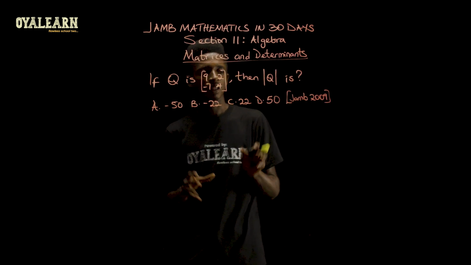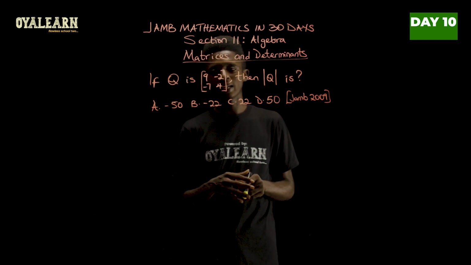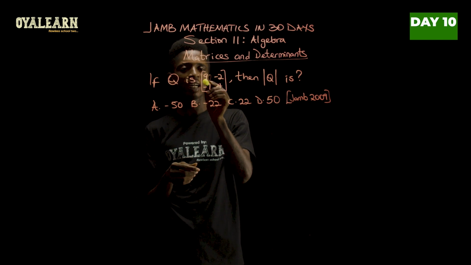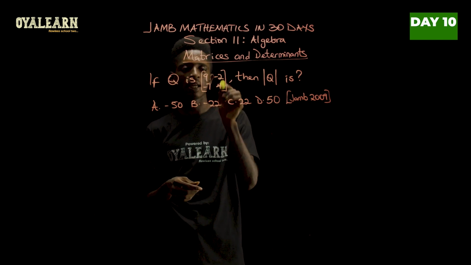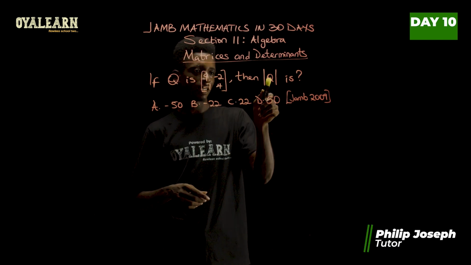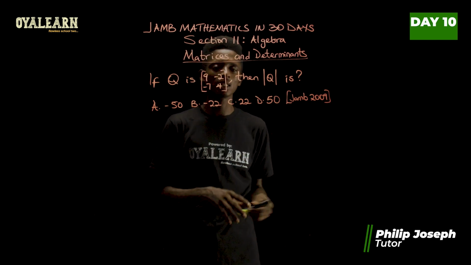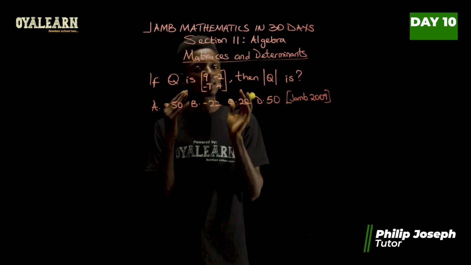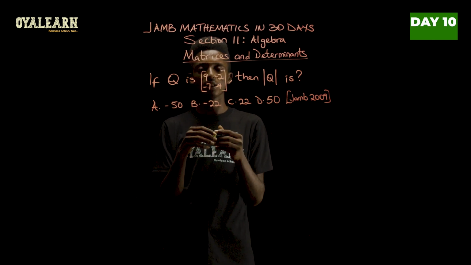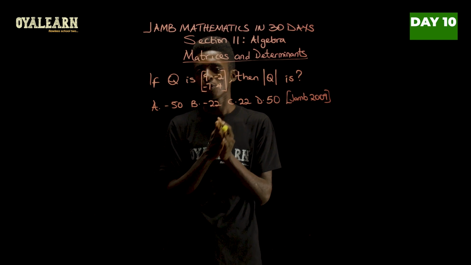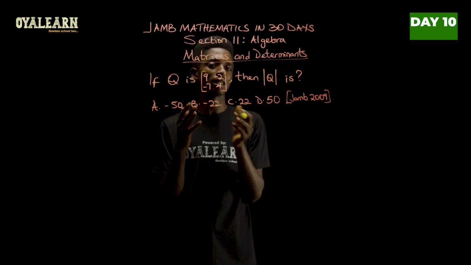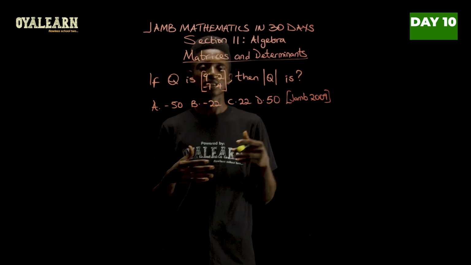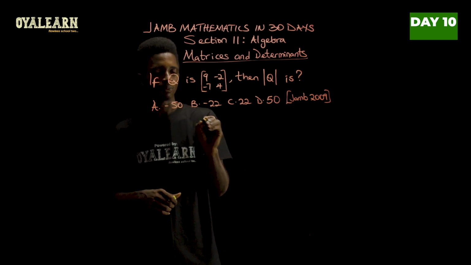Let's go. This question is from Jamb 2009 and it says if Q is this 2x2 matrix that we see here with 9, -2, 7 and 4, then the determinant of Q is, so we have to find the determinant of this 2x2 matrix. Please take note that to find the determinant of a matrix, it has to be a square matrix. And it's not only limited to 2x2 matrices, you can also find the determinant of a 3x3 matrix and so on.